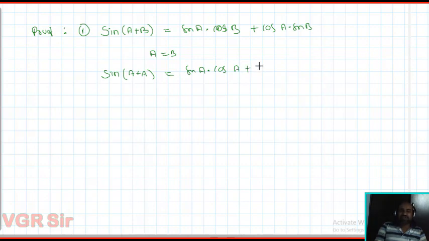Plus, instead of B, I am writing A. That is the important thing. So here, what I took: A equal to B. If A equal to B, you can write like that.